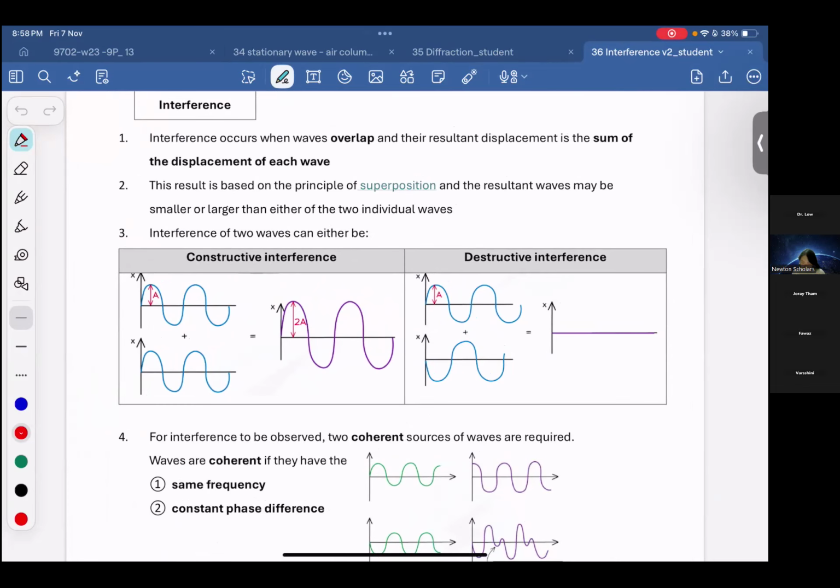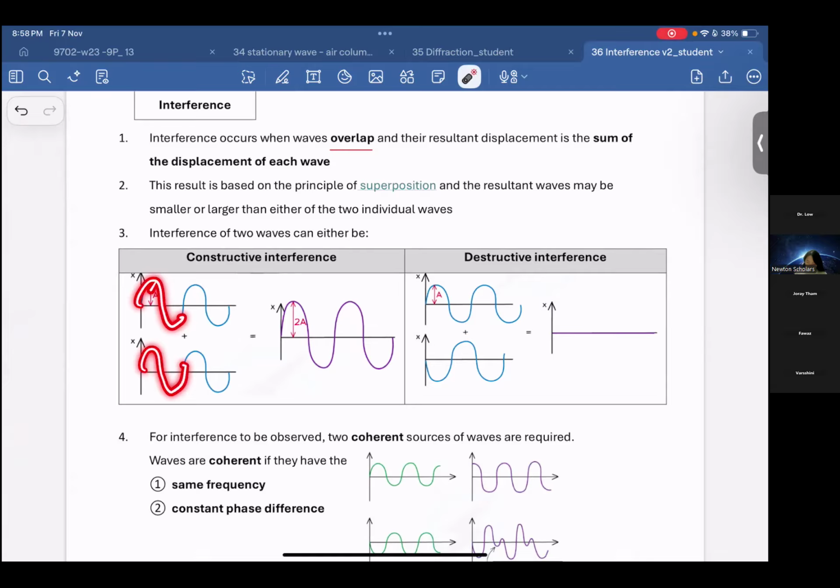Interference occurs when waves overlap, and their resultant displacement is the sum of the displacement of each wave. For example, at here, this one plus this one, crest plus crest, we get a bigger crest. This is called interference. They overlap, and then we add up their displacement. This is based on superposition.